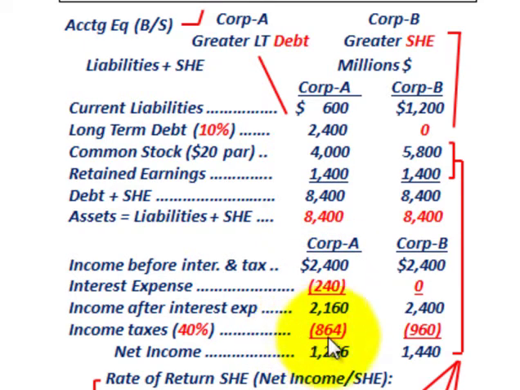Now income taxes, we'll just say they're at 40%. Subtract out our income taxes for both of them, and we're going to come up with our net income for Corp A, $1,296,000, versus Corp B, $1,440,000. So you can see Corp B has greater net income because they don't have that interest expense. They're financed more through equity.